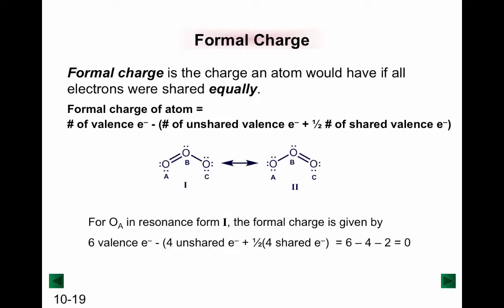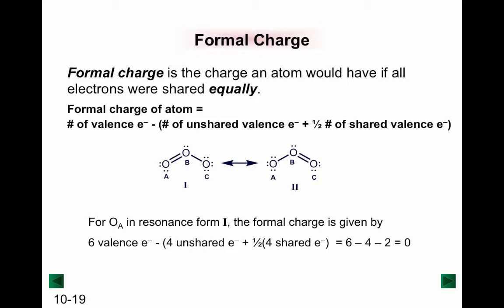Let's calculate the formal charges for all the oxygen atoms in ozone using the equation that's shown on the top of this slide. The resonance structure for ozone on the left is Roman numeral 1, and the one on the right is Roman numeral 2. So that we are not confused and to ensure we are calculating the formal charge of the same oxygen atom, let's assign letters to each of the oxygen atoms.